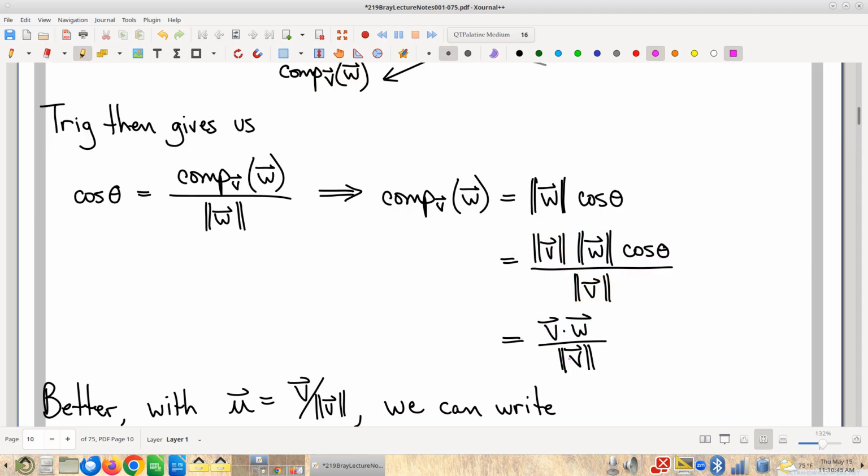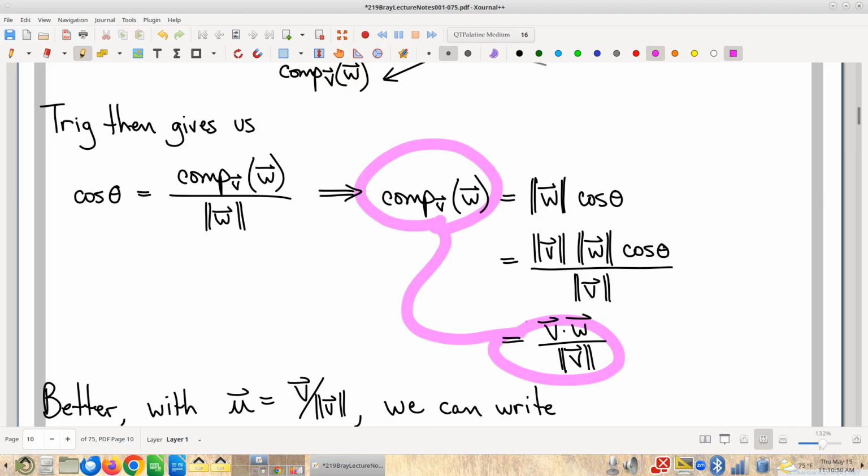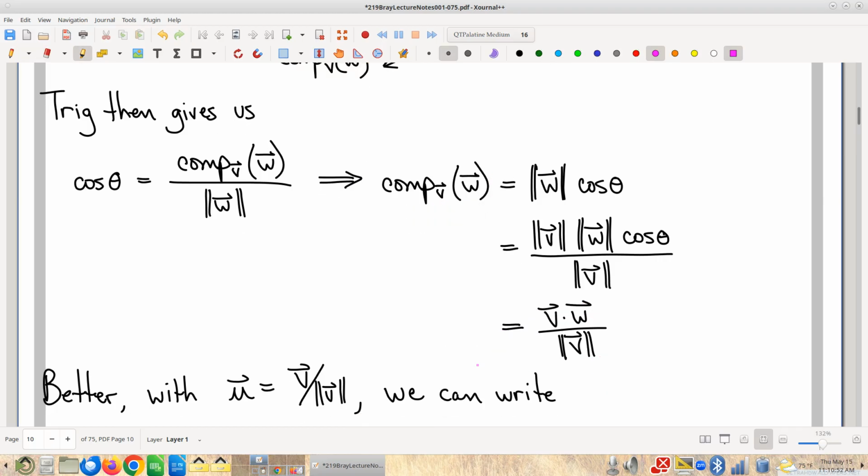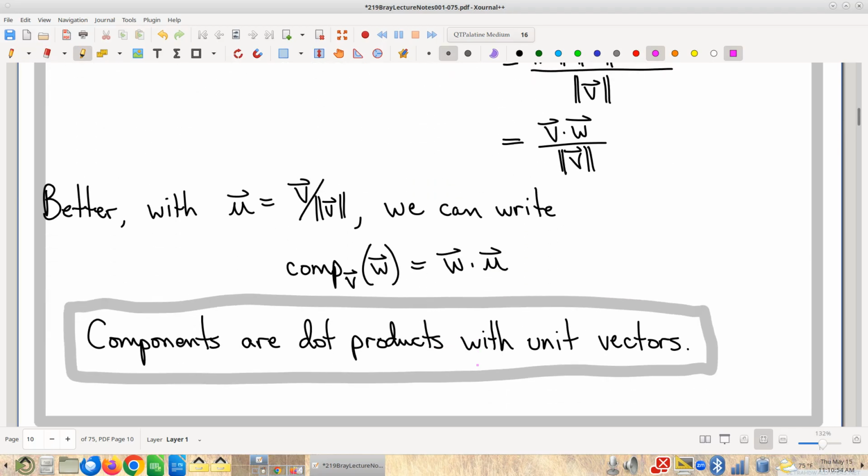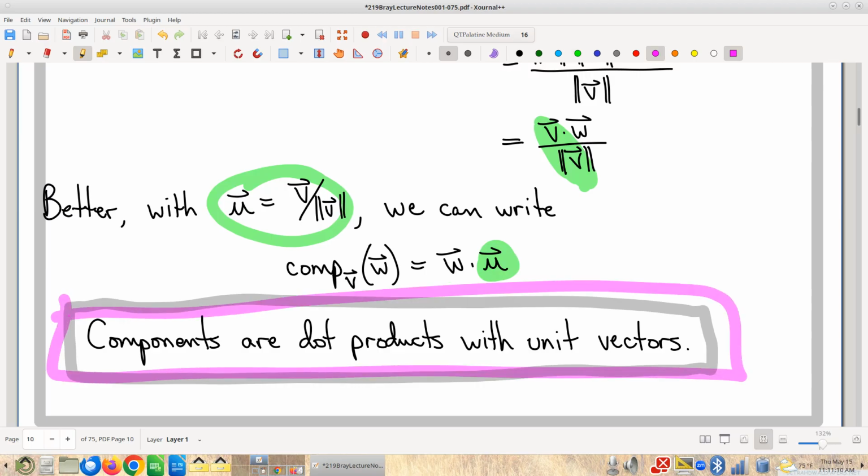Okay. All right. So handy dandy formula for how to compute components is right there. And I like to rewrite this a little bit, capitalizing on what we saw previously. This thing being as it is the unit vector that points in the direction that we're talking about in the first place, you get this really nice little summary down here. Components are dot products with unit vectors.